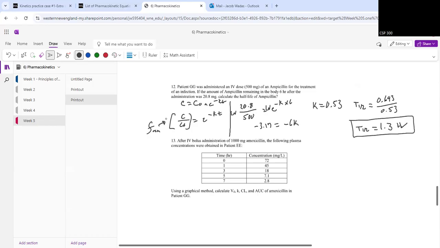What are you saying, 20.8 over 500? What does it say after that? That's natural log, ln, because we took the ln on both sides to get rid of the e. I call it national log, not natural log. Natural log, yeah.